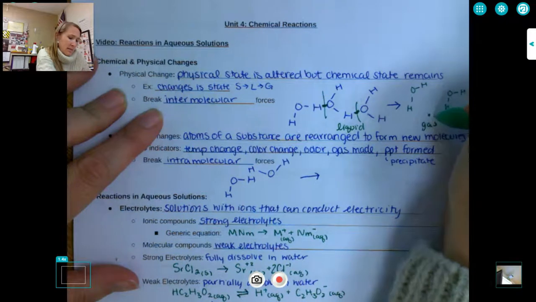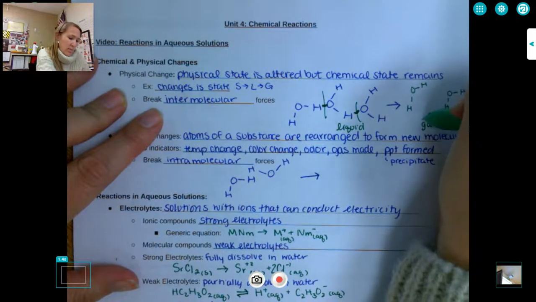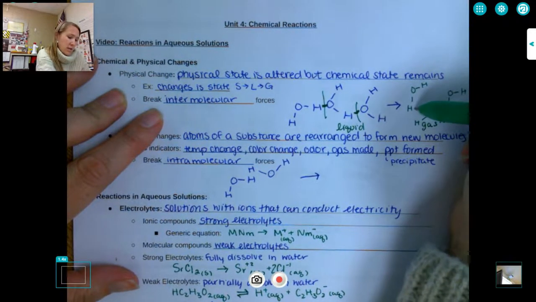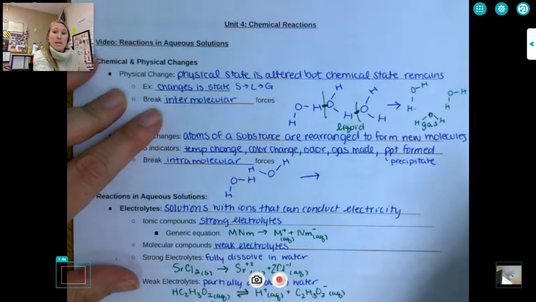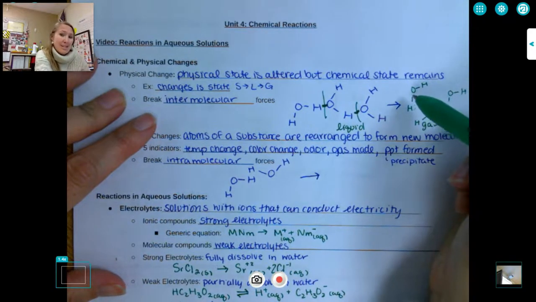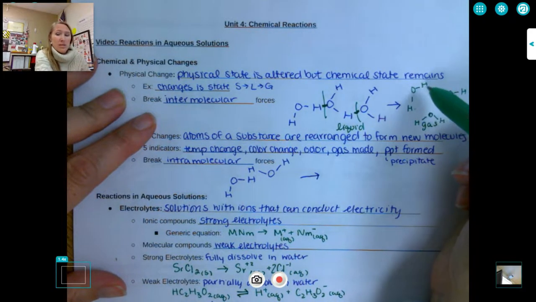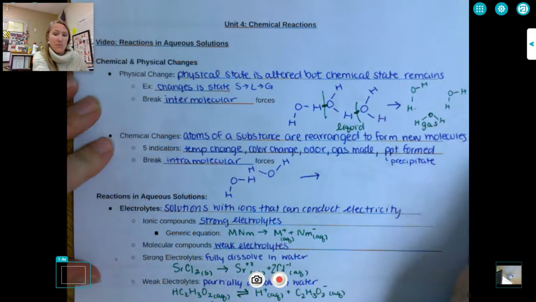But I can see that my gas molecules are much further apart. So this interaction from the hydrogen to the oxygen now is much further away than it was before. So I'm breaking my intermolecular forces. Not intra, that's within the molecule, but inter, from molecule to molecule.